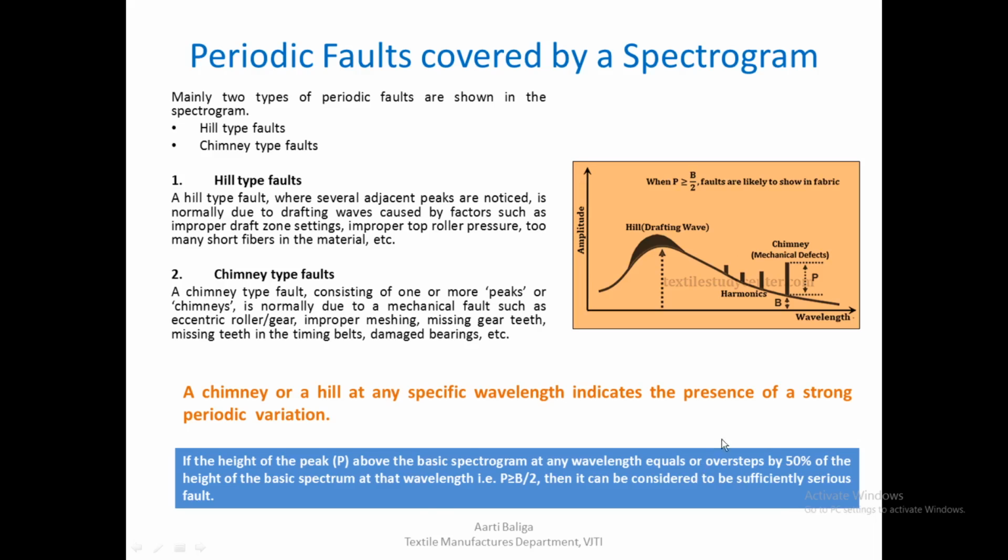As you can see over here, b by 2, where b would be the normal height of the spectrum, which is the basic spectrum that you see over here. And if this p value, the peak above the normal spectrum, is more than b by 2, then it is considered to be quite a serious fault and must be fixed.